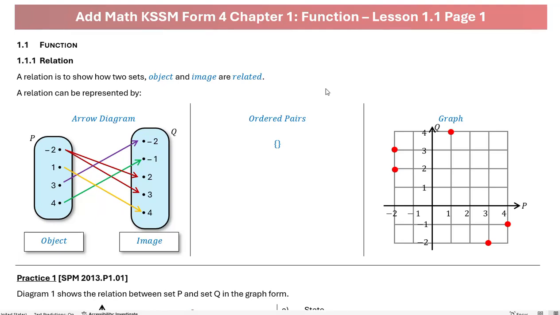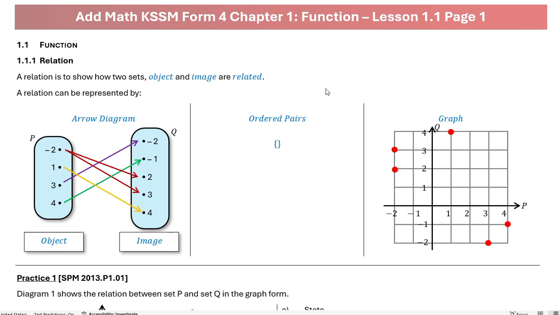In this video, we are focusing on two subtopics of Chapter 1, Additional Mathematics Form 4, Function. And the two subtopics are relation and function. Let us start with relation. So, what is a relation?